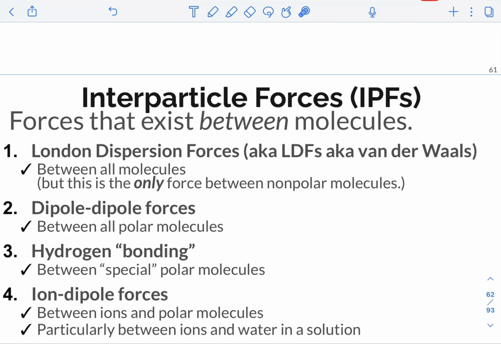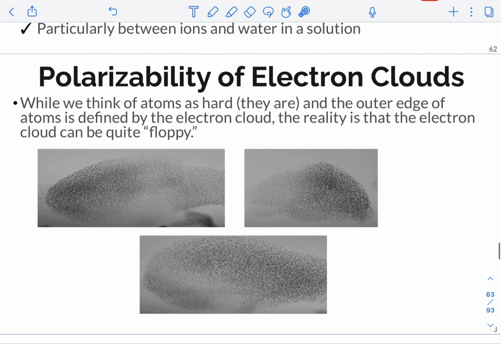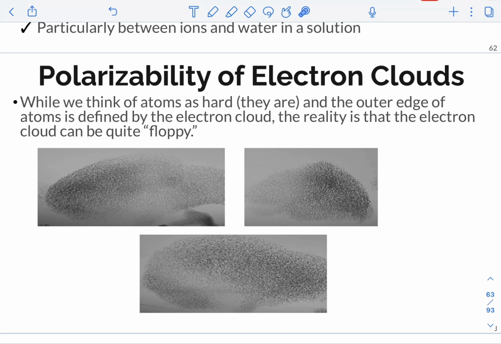Dipole-dipole forces are when it is polar, and hydrogen bonding is extra special polar. And then ion dipole are between ions and polar molecules. So this is what the ion dipole forces are, what's happening when something dissolves in water. The ions are breaking apart, they're dissociating into water. Water is a polar molecule. So we're going to talk about LDF first.